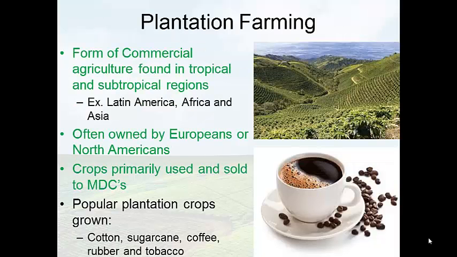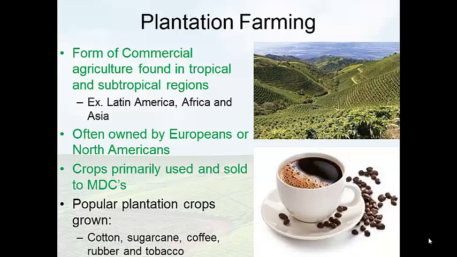All right, moving on to our last one, plantation farming. This is a form of commercial agriculture found in tropical and subtropical regions such as Latin America, Africa, and Asia. And some popular plantation crops that are grown, and this is why it links to those areas because they can be grown there, is cotton, sugarcane, coffee, rubber, and tobacco.